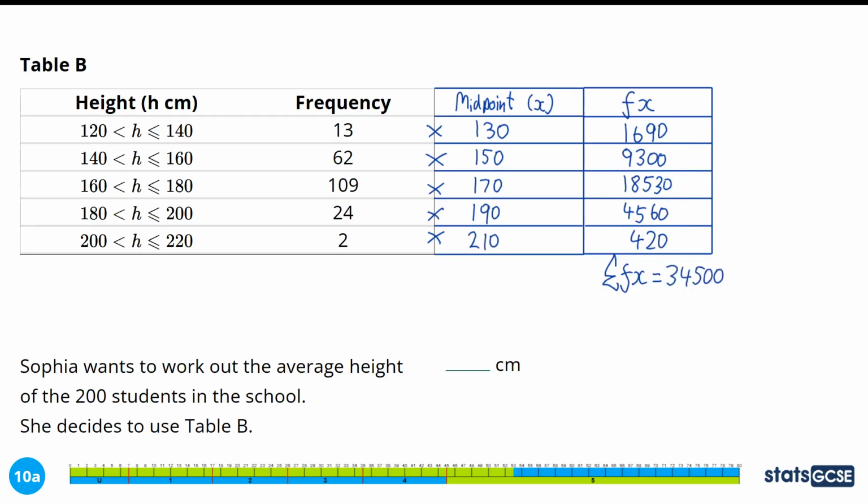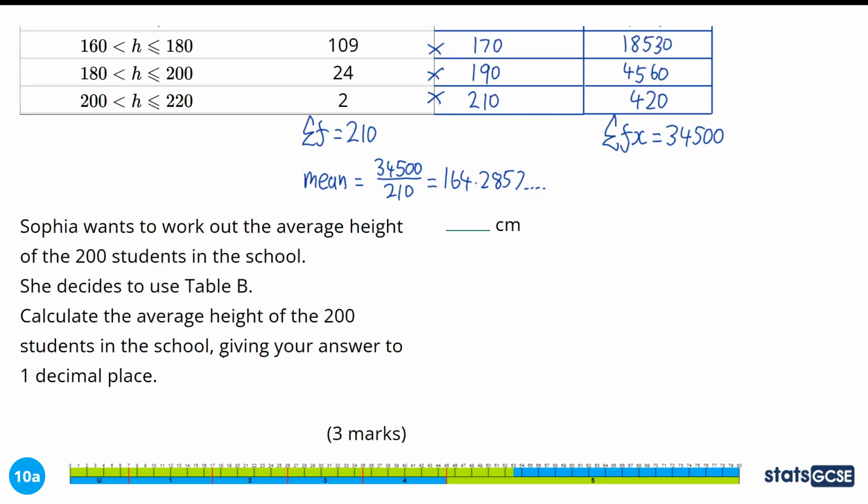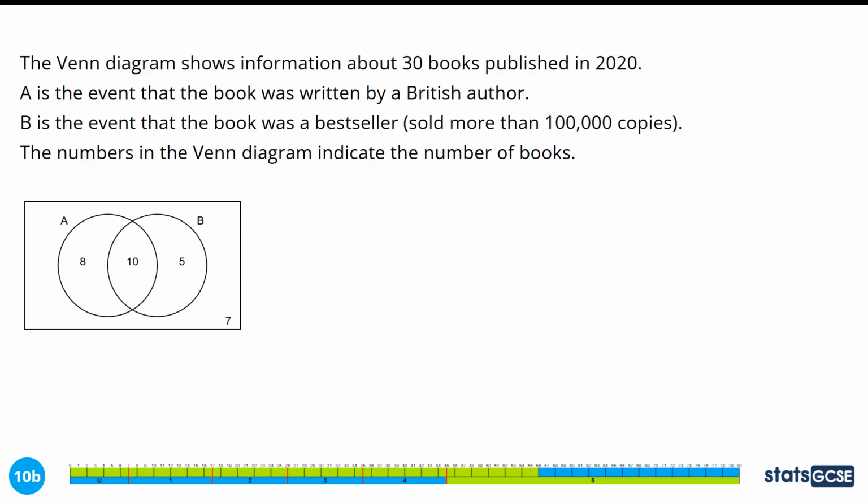For the mean, we'll need to divide that by the amount of numbers. Now the amount of numbers is shown with this frequency column here, so we need to add all those together. And then to find the mean, we just need to do the 34,500 divided by 210. The question asks us to give our answer to one decimal place, so our answer will be 164.3.